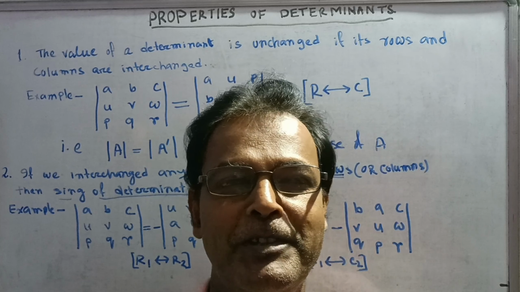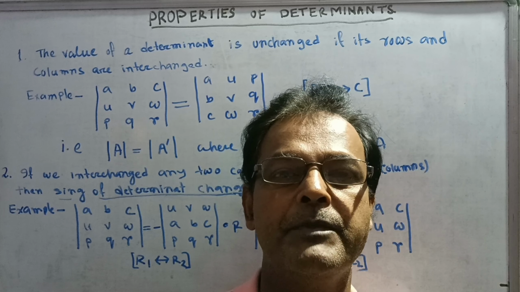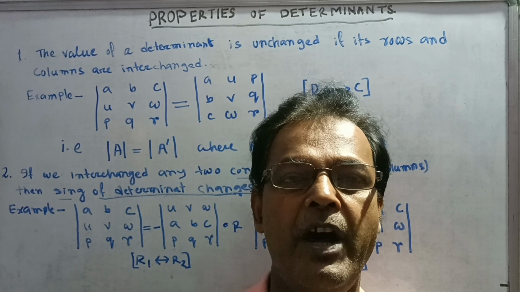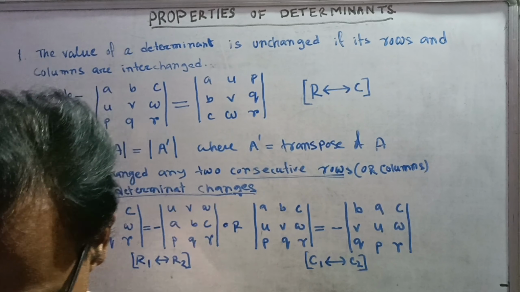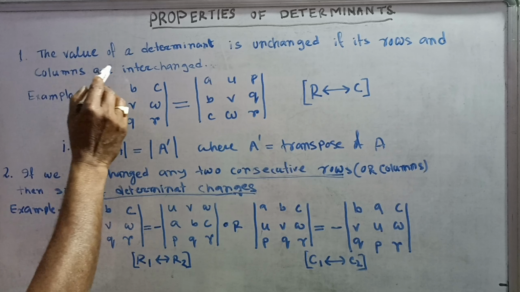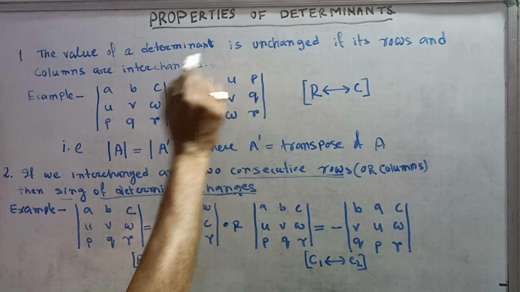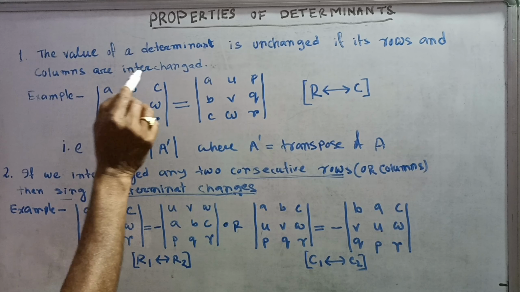Today we are going to discuss properties of a determinant. There are various properties of determinants by which we can find values of a determinant in a simple way. First, we are going to discuss the first property. That means the value of a determinant is unchanged if its rows and columns are interchanged.